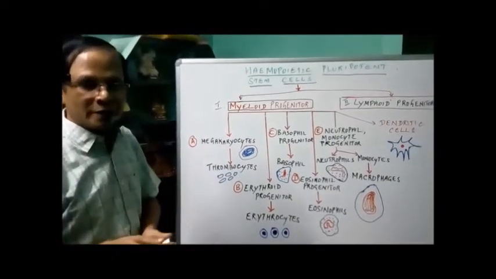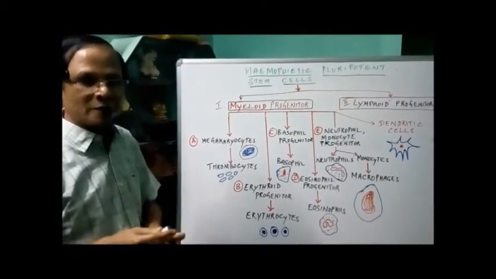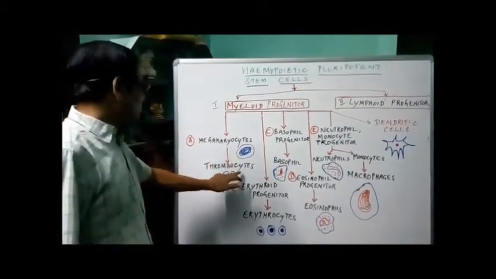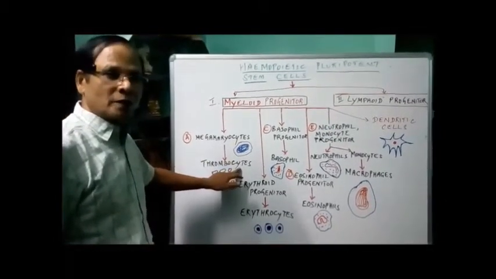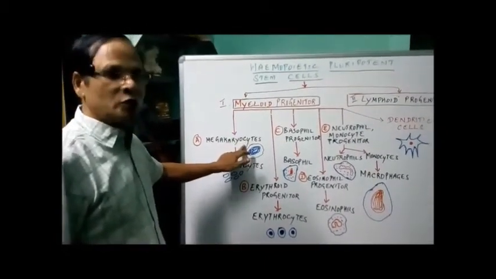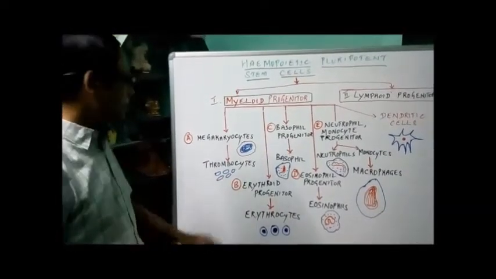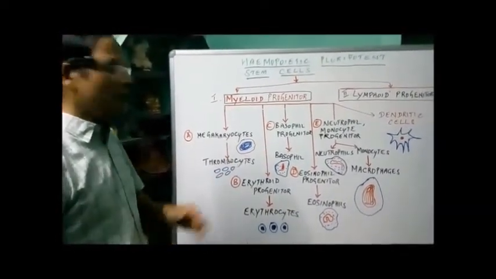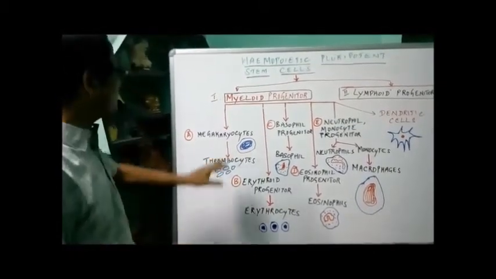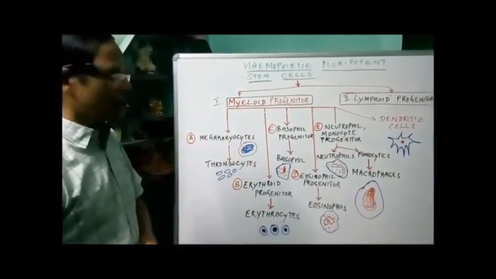Now you know the platelets. The platelets are without nucleus, simply fragments, taking part in the clotting of blood. These thrombocytes, or the platelets, are formed from the megakaryocytes, which are the progenitor for the thrombocytes. As they have a large nucleus, the name given is megakaryocyte. Mega means large. Now this is one type of progenitor derived from myeloid progenitor.